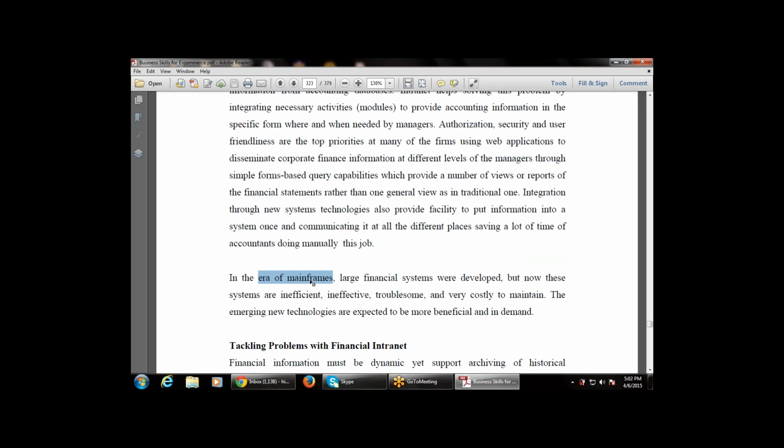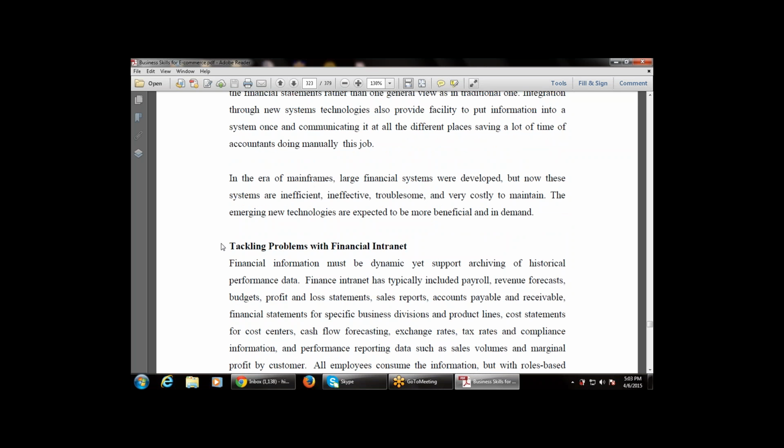In the era of mainframe computers, large financial systems were developed, but now these systems are inefficient, ineffective, troublesome, and very costly to maintain. The emerging new technologies are expected to be more beneficial and in more demand.